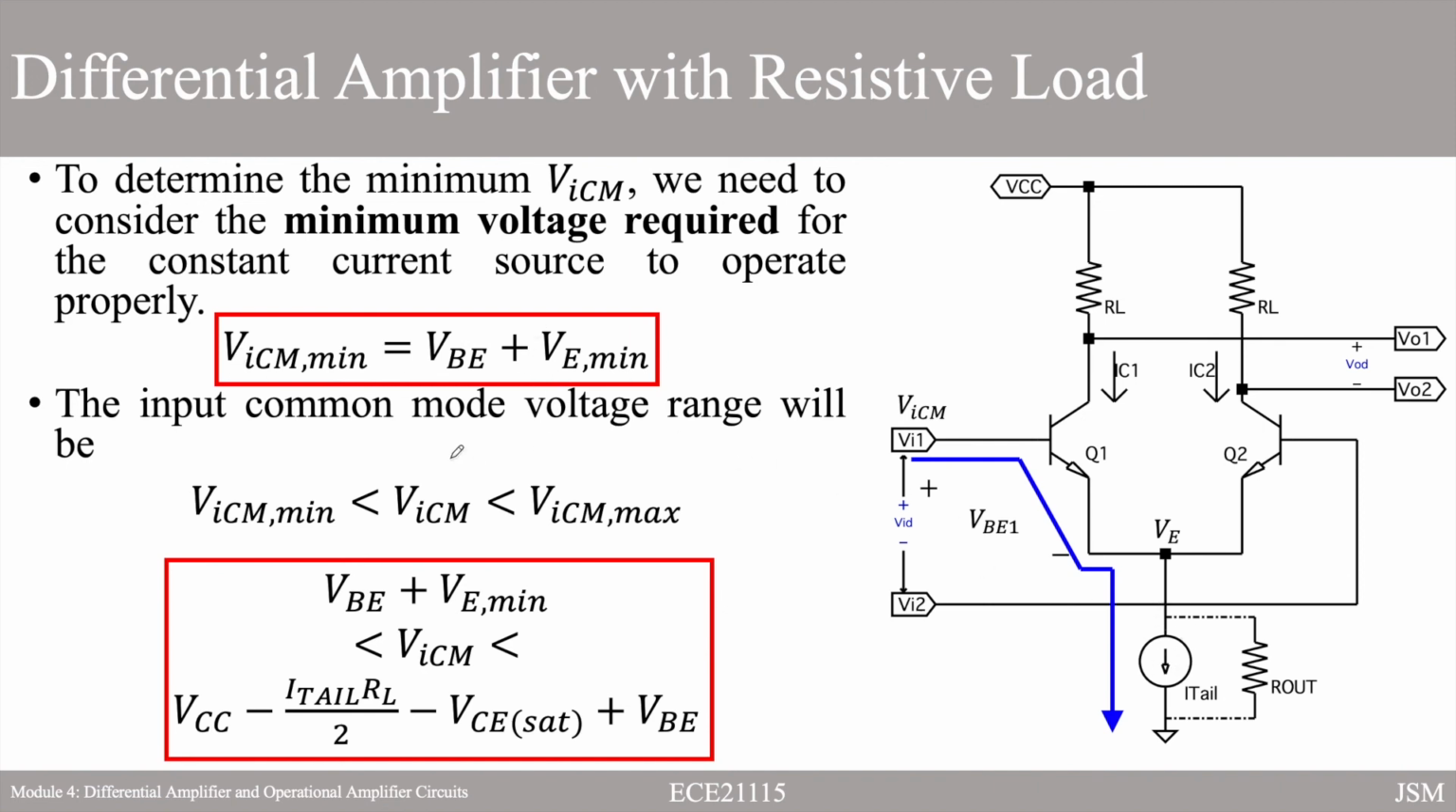So, we have a range of the input common mode voltage, or the range of VBB, which is the biasing voltage. It is from the minimum to the maximum. Okay? From VBE plus VE min to this expression.